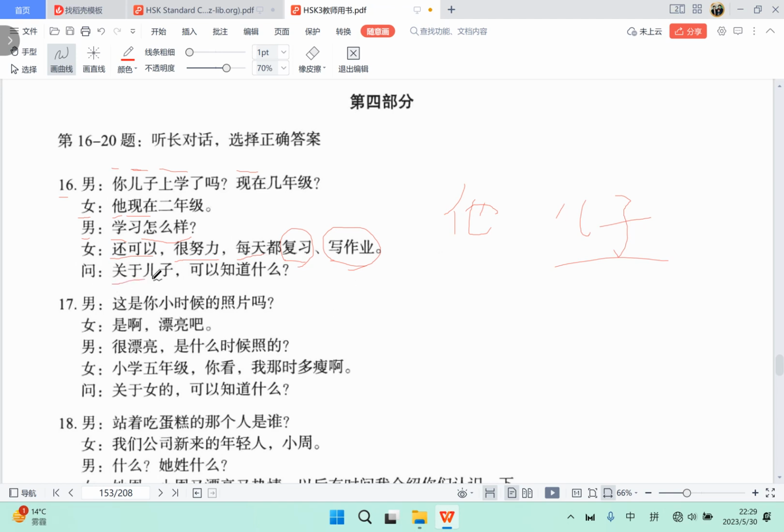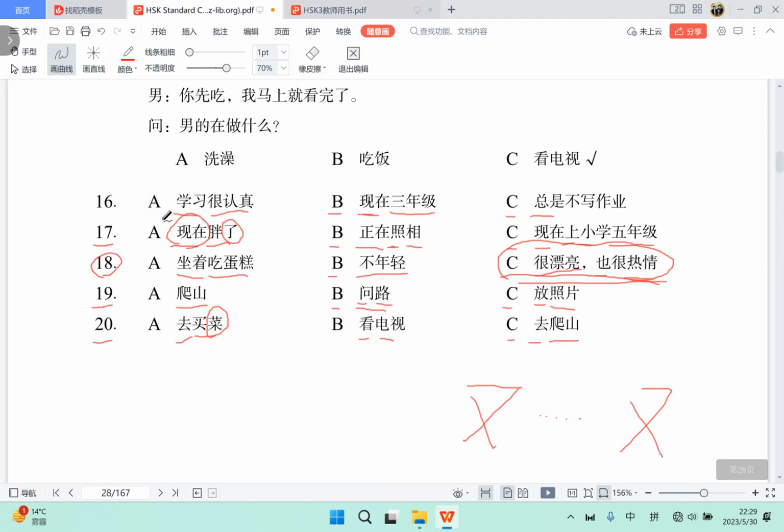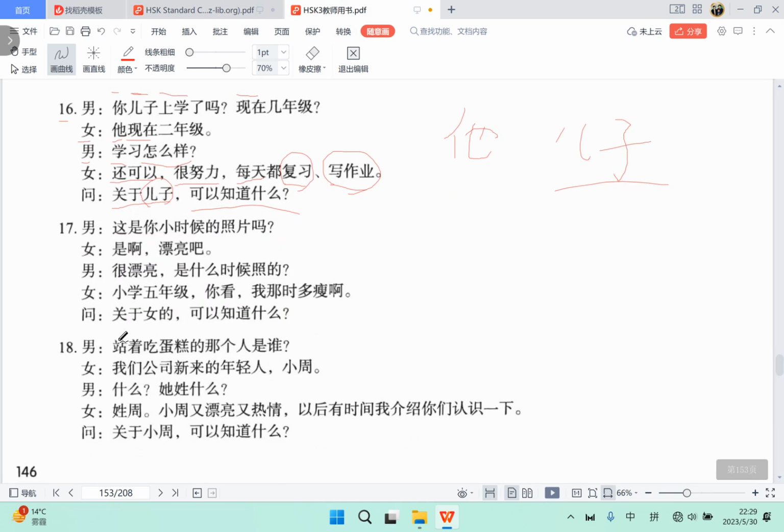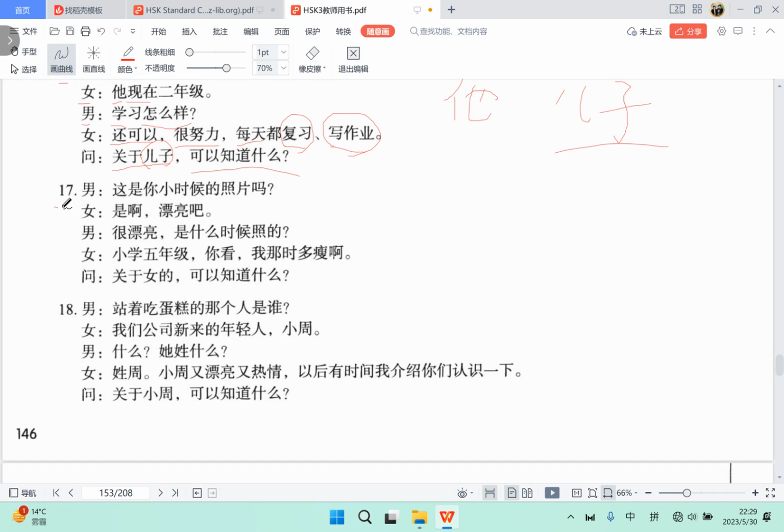Okay, and question: 关于儿子可以知道什么? So about the son, what could we know? Okay, and we could know 学习很认真, he studied very hard. And that's the Chinese child. Okay, number 17, 第17题，这是你小时候的照片吗? So this is the photo of your childhood. So 小时候 is like the 'when', 你 you and 小 small. So when you are small, like it's your childhood, the moment of your childhood.